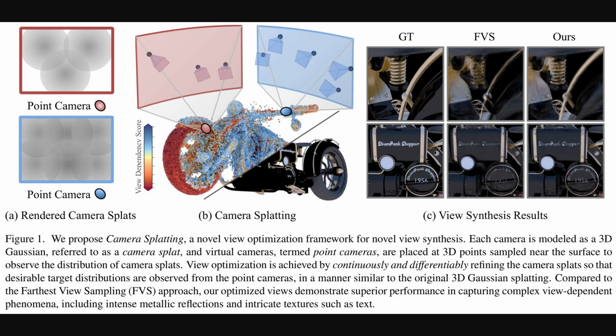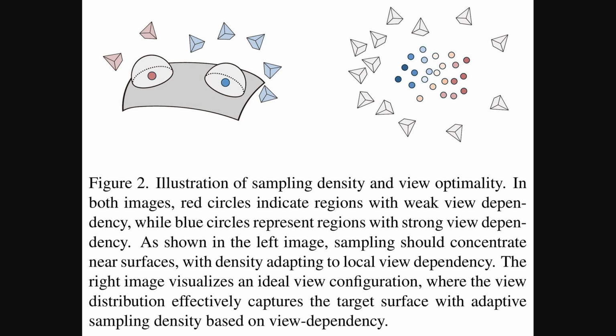appearance changes with viewpoint. So the previous figure highlighted the mechanics of camera splats and point cameras. Figure 2 explains what makes a good set of views. Sampling should concentrate near the surface and adapt to how strongly appearance changes with direction. The left panel conveys proximity, since cameras cluster close to the object. The right panel depicts an ideal distribution that thickens where view dependency is high, which means reflections or fine textures vary with angle, so the system allocates more directions there.